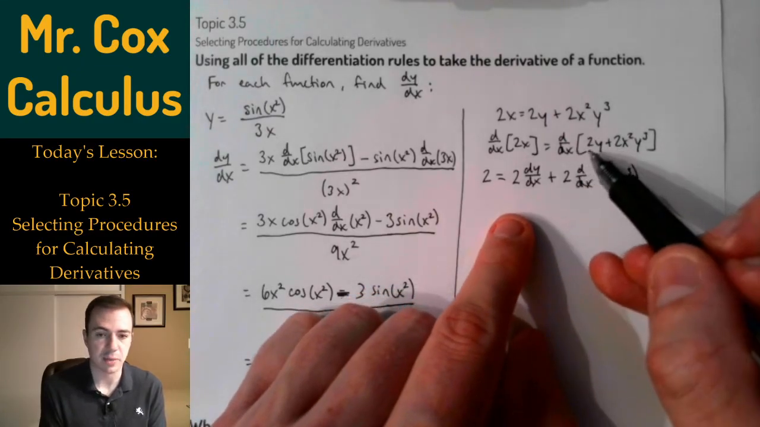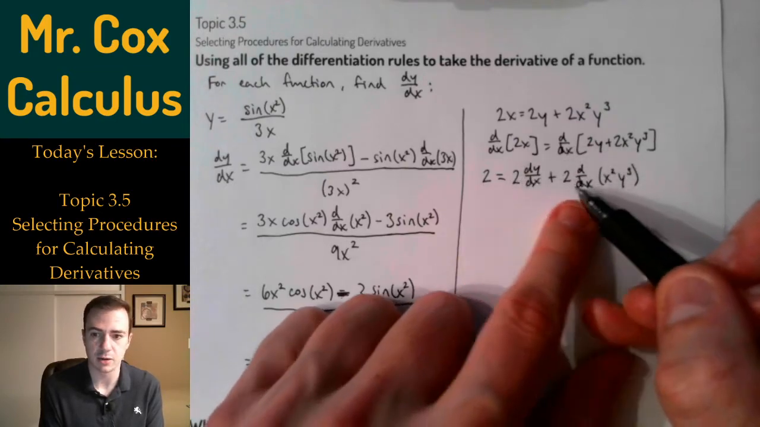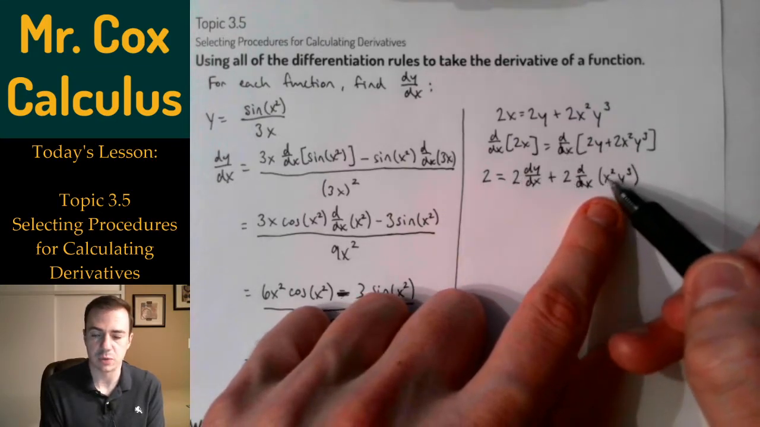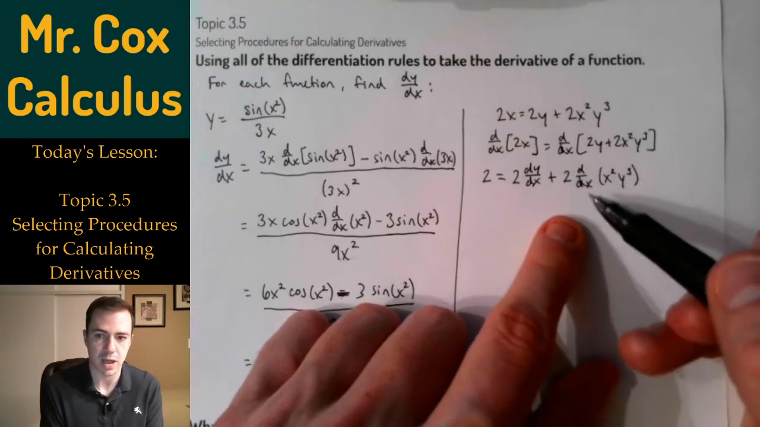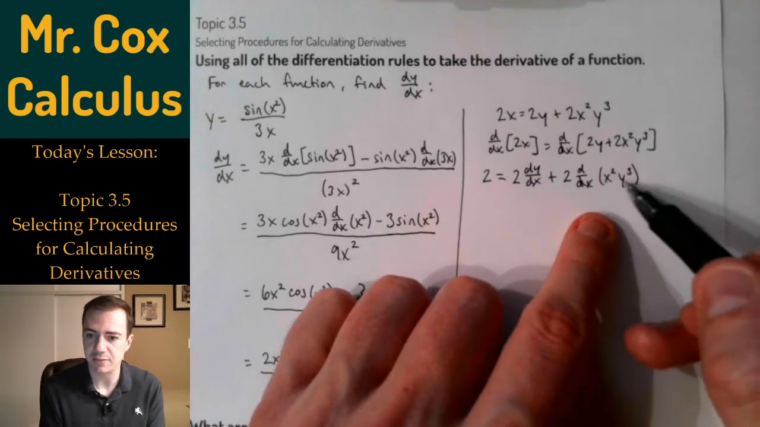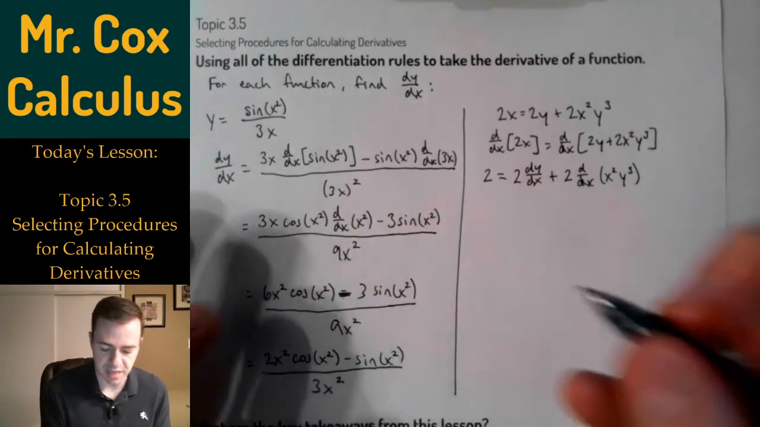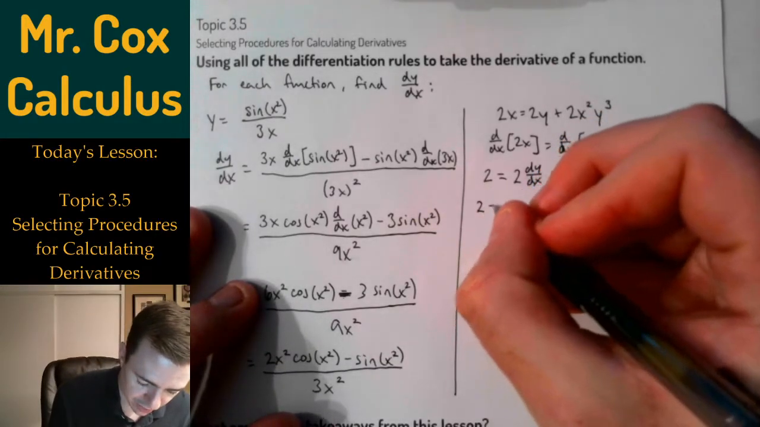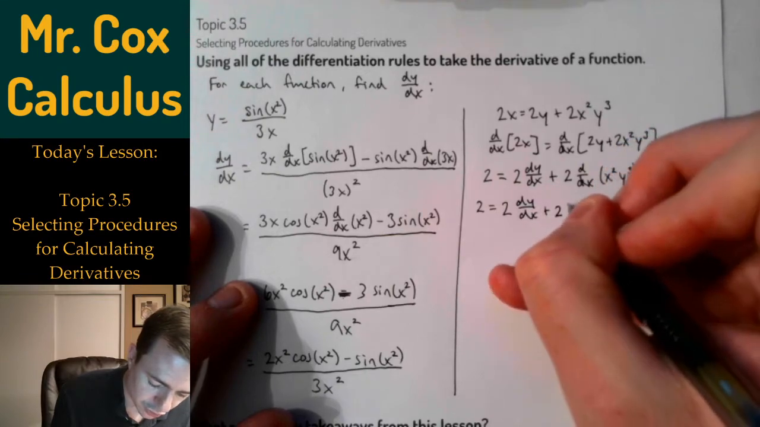I did my sum and difference. I took the derivative with respect to x of 2y. That's here. And now I need to take the derivative with respect to x of 2x squared y cubed, and I went ahead and pulled the 2 out. So now I need to differentiate with respect to x what's inside the parentheses right here, which is that product. So copying everything down, 2 equals 2 dy dx plus 2.